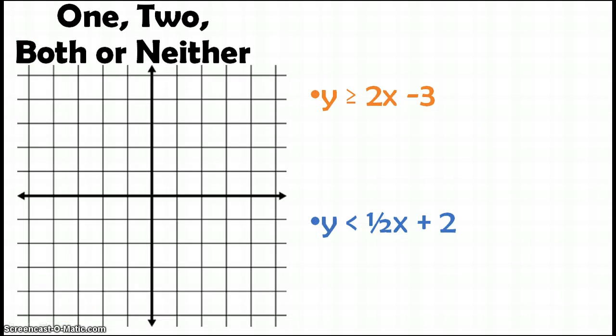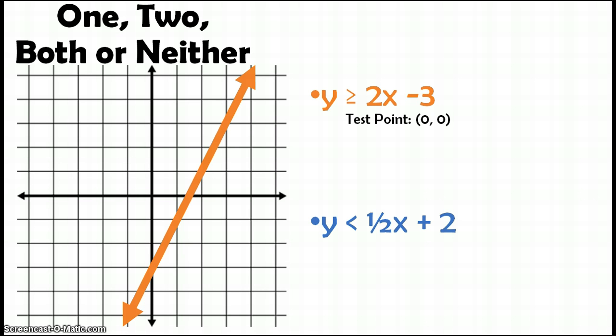When we're graphing linear inequalities, we're going to do this the same way we did it before, where we start at the y-intercept. So for example, on the orange one, y is greater than or equal to 2x minus 3. We're going to start at negative 3 and then go up 2 over 1. This is a solid line because it's greater than or equal to. Next thing we're going to do is our shading.